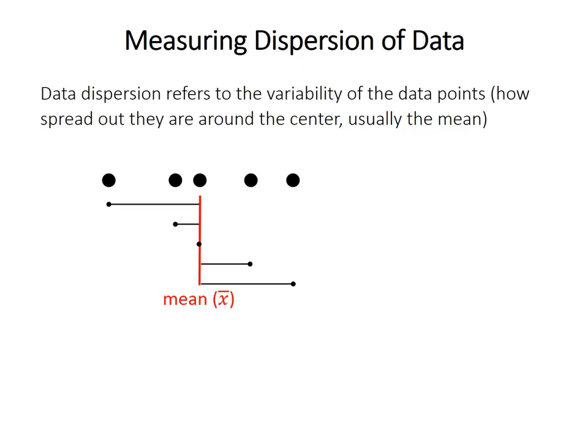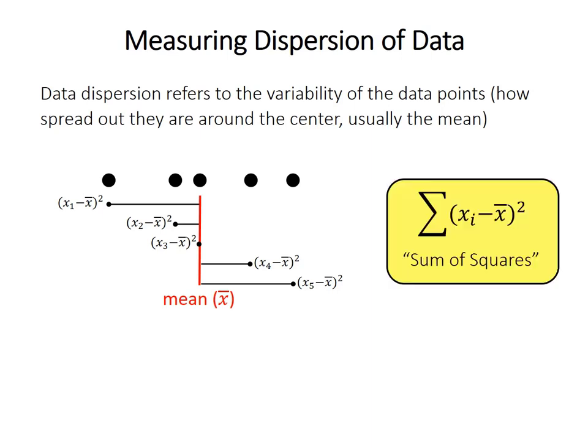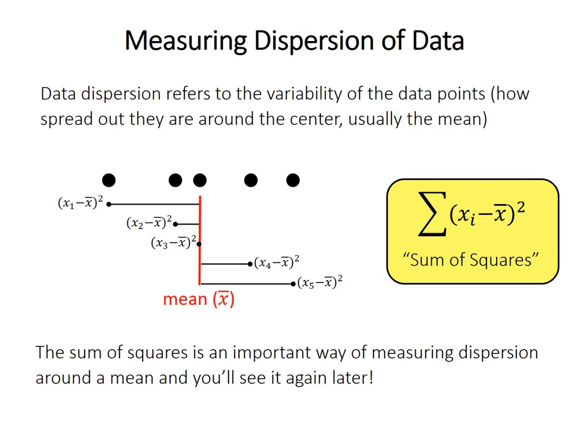So what we do is, instead of just using the actual distance, we use the squared distance from every point to the mean. You subtract the mean from every point and then square that number. This will convert those negative distances into positive numbers. These are then summed up, or all added together, to give a measure called the sum of squares. Just the sum of the squared distances from each point to the mean. This is an extremely widespread and important way of measuring dispersion, around the mean at least, and it'll come back again. We'll see it later on.